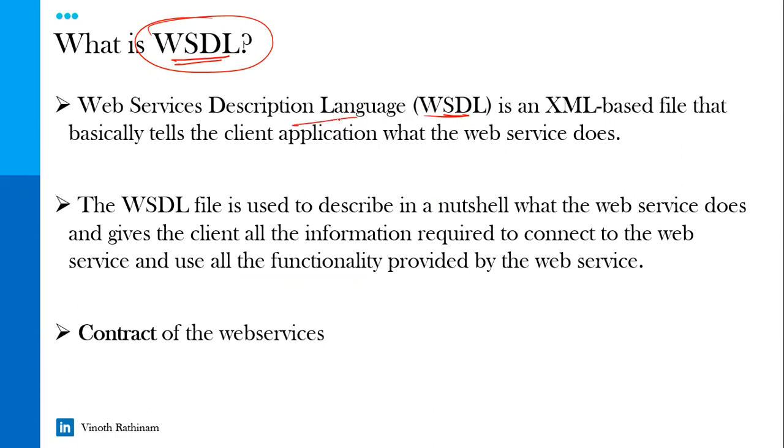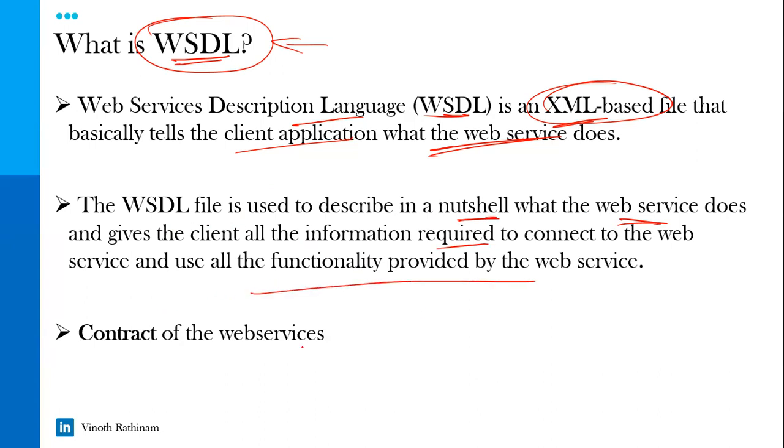Web Service Description Language. So you are going to create a web service and you're describing it, using the XML format. It tells all the client applications what that particular web service will do. That is, this application is used for mathematics, some application is used for some other reason. How will you know it? From the WSDL file. WSDL file is used to describe in a nutshell what a web service does and give the client all the information required to connect to the web service and all the functionality provided by it.